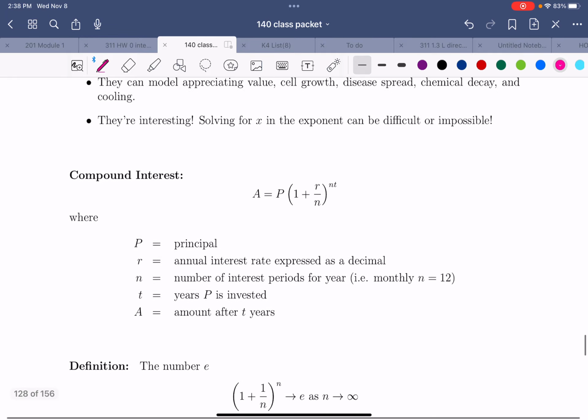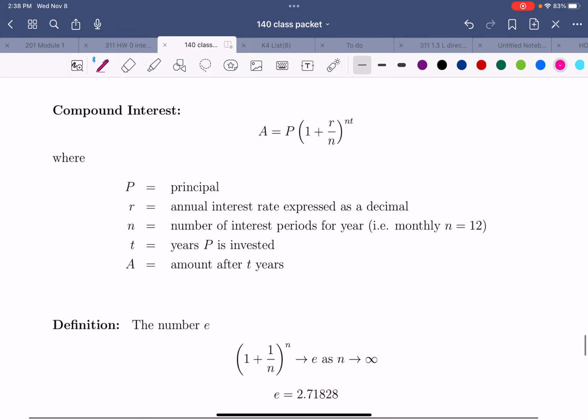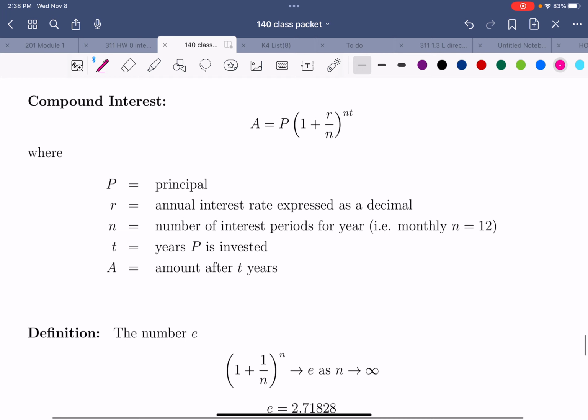Okay. Now, some applications here that we want to be careful. We want to make sure that we mention compound interest. Okay, the P here in your formula is your principal. Then principal is the initial amount. R is your annual interest rate expressed as a decimal. So anytime you see an R as a whole number, you're going to divide that by 100 to get the decimal version. N is the number of interest periods for a year.